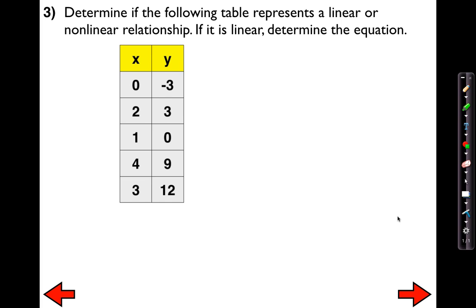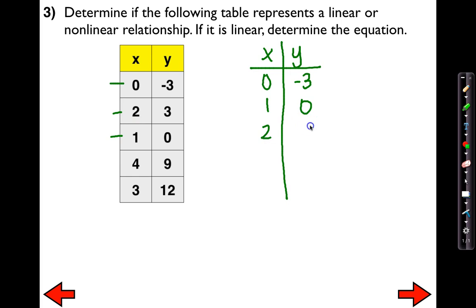Number 3, same instructions. Why don't you pause the video to see if you can do number 3 by yourself. So for number 3, the first thing that I'm going to do is list all of these numbers in order. That way I can see the general trend of the numbers. Are they getting bigger? Are they getting smaller? Or are they changing in between from getting smaller to bigger, bigger to smaller, etc.? So first, put them in order, starting with (0, -3), (1, 0), (2, 3), (3, 12), and last but not least, (4, 9).